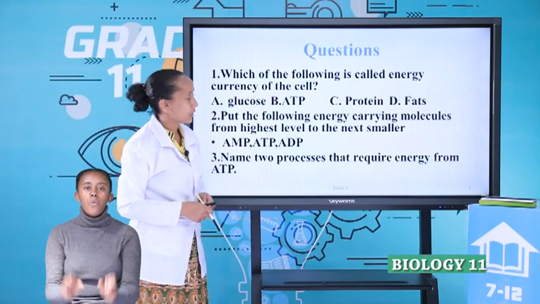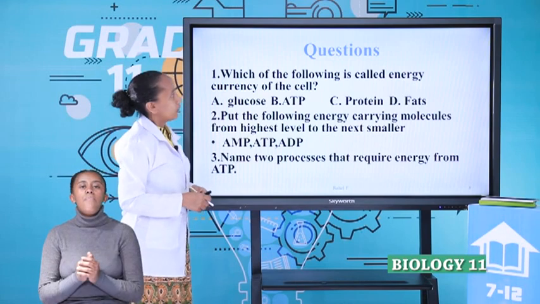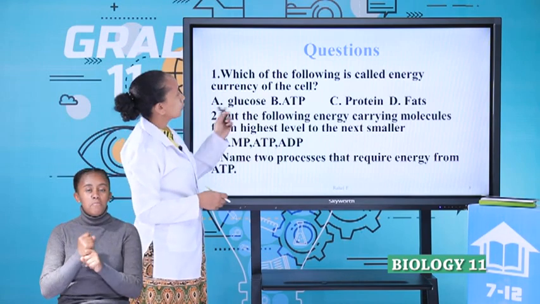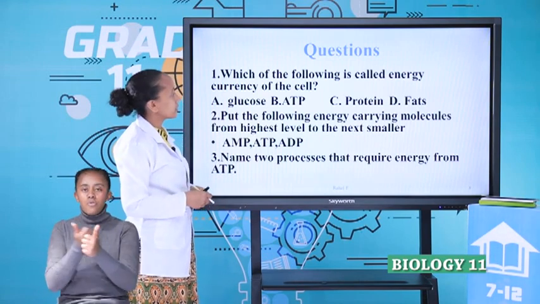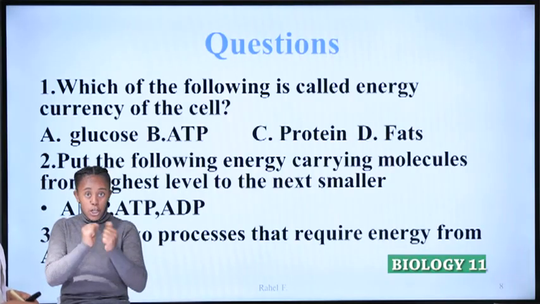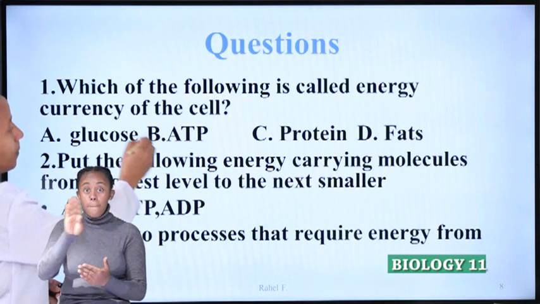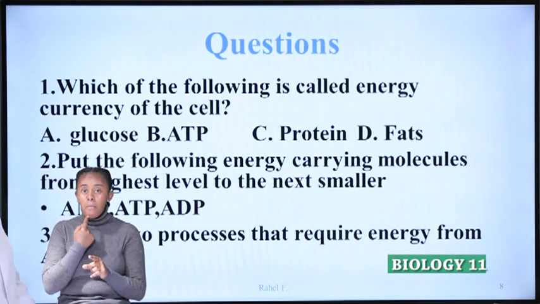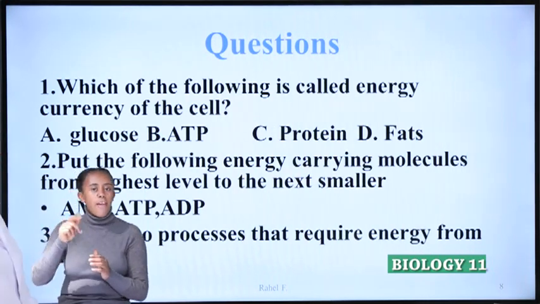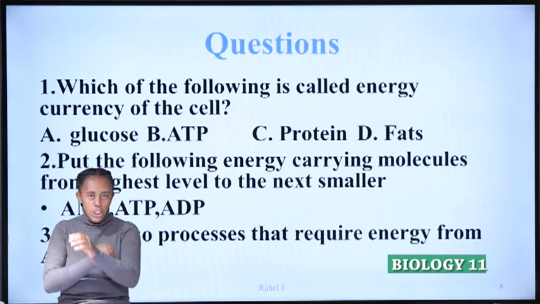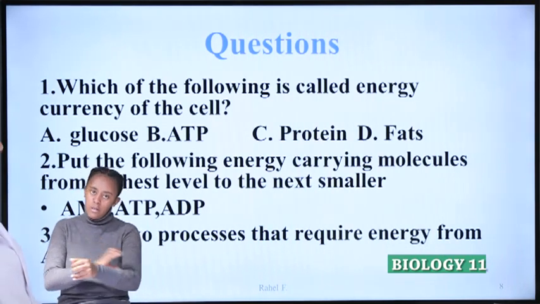Okay, welcome back, students. Our activity says, which of the following is called the energy currency of the cell? For this question, if you answered B, it is ATP, which is the energy currency of the cell. So you have got the correct answer.